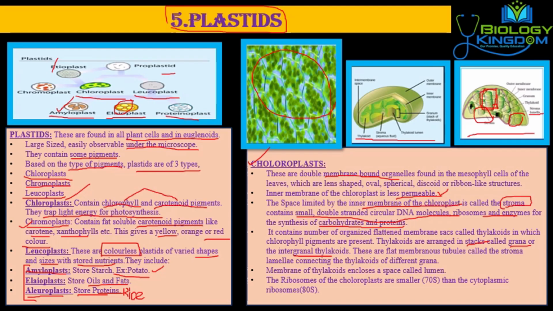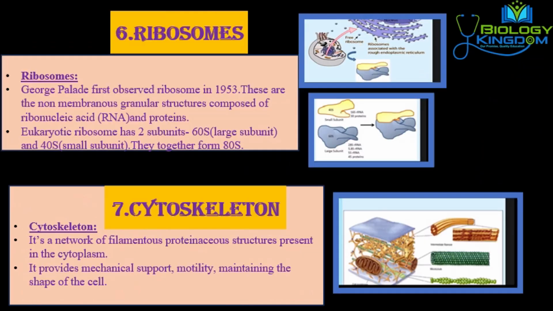That is what is given here, stroma lamellae, which are connecting the thylakoids of different grana, and the space present in them, as already said, is the lumen. Here also it has two kinds of ribosomal units, 70S and 80S, present in the chloroplast other than the cytoplasmic ribosomes.